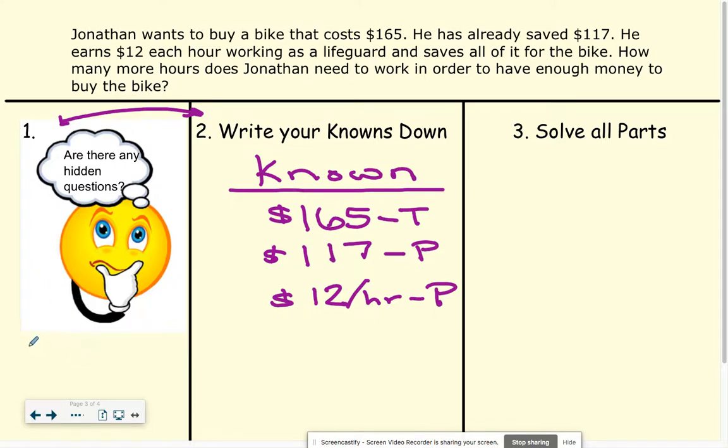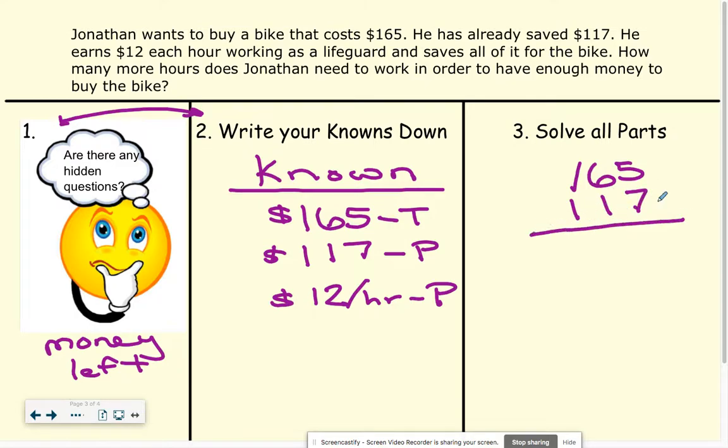I hope you answered that you need to find out how much money he has left until he can buy the bike. So, the first step, if we solve that problem, we can take our total and we can take the part that he has already saved. And because we're dealing with a total and a part, we will subtract them.